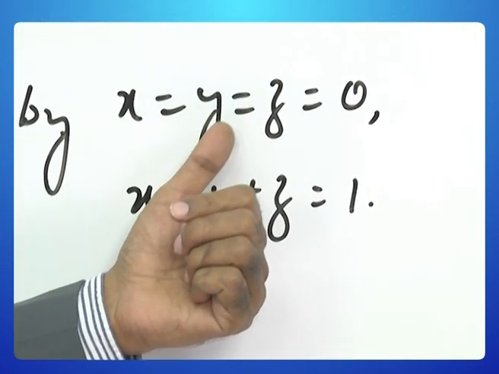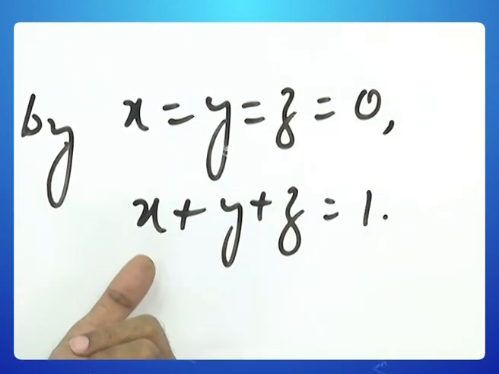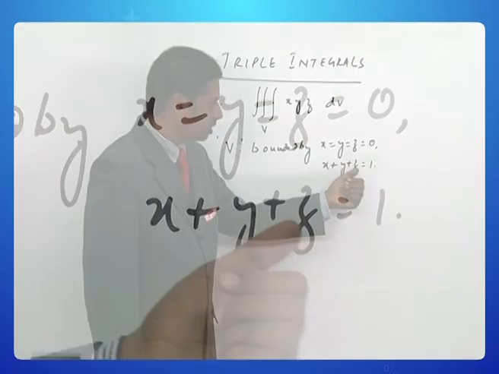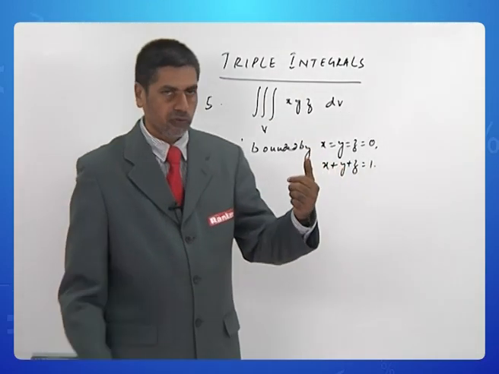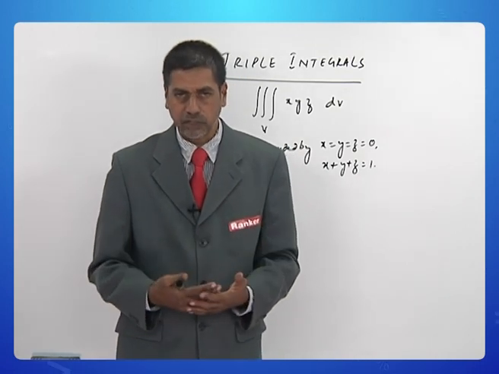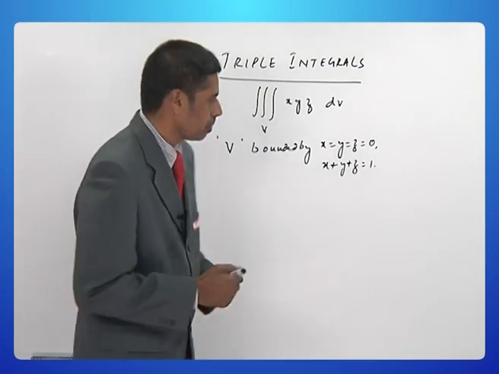x equal to 0, y equal to 0, z equal to 0 correspond to the coordinate planes, and there is an inclined plane x plus y plus z is equal to 1. We know from three-dimensional geometry, when four planes are involved, then a tetrahedron will be formed. So the solid of integration here is a tetrahedron.